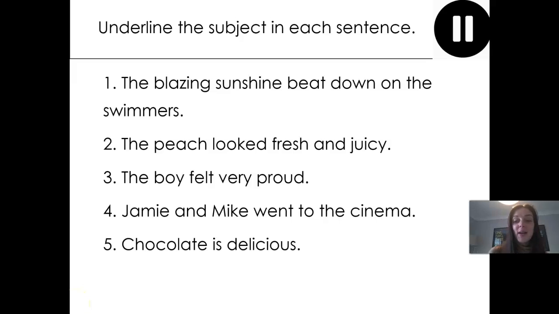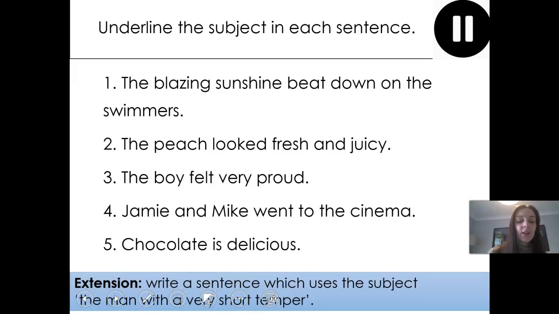All right, so coloured pens or pencils at the ready for marking this time, please. Let's go through our answers together. Oh, I've forgotten my extension again.